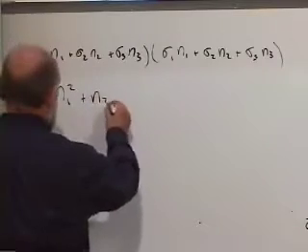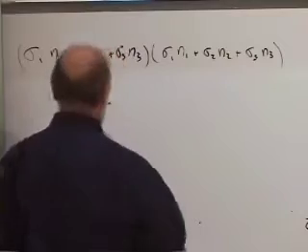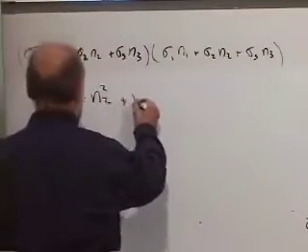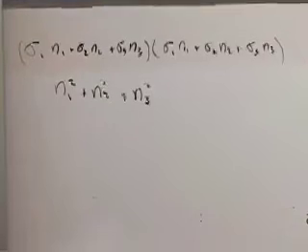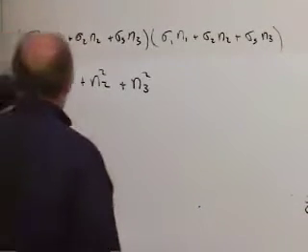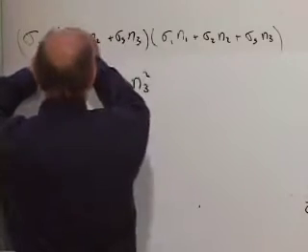Plus N2 squared. What about from the sigma 3 N3 term? Plus N3 squared. But what's that? That's 1. All right, now let's look at the thing which multiplies N1 times N2.